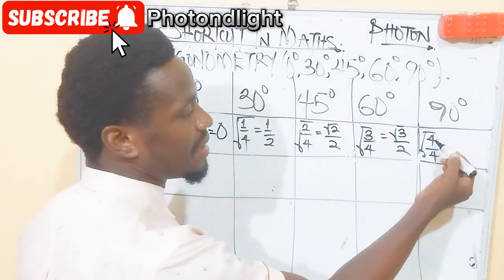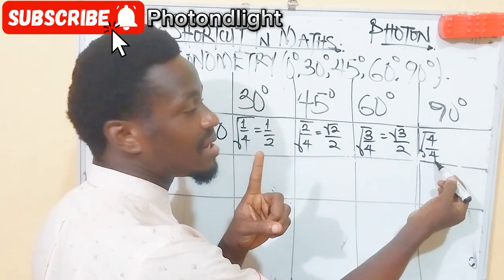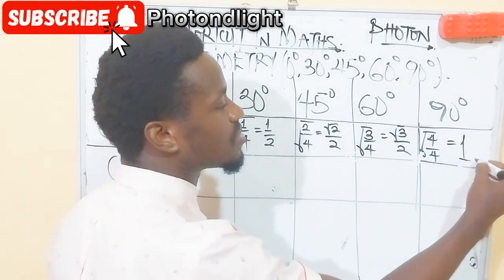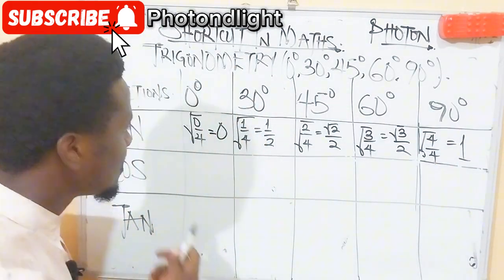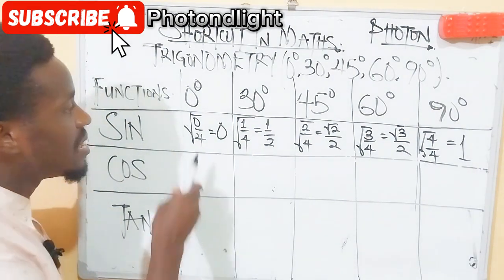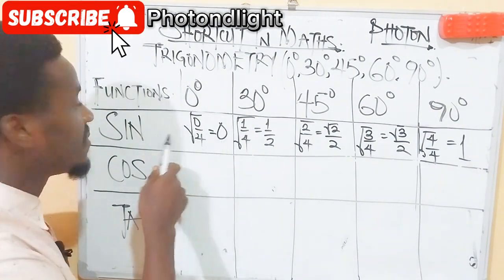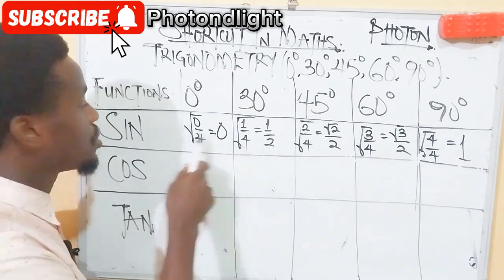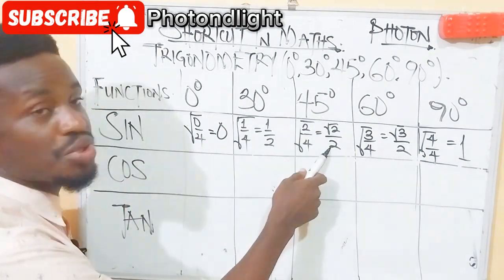And finally, if 4 divides 4, you get 1. And what's the square root of 1? The square root of 1 is 1. And there you have it. Check your calculator to confirm with these values. The value of sine 0 will give you 0. The value of sine 30 will give you 1 over 2. The value of sine 45 will give you root 2 over 2.